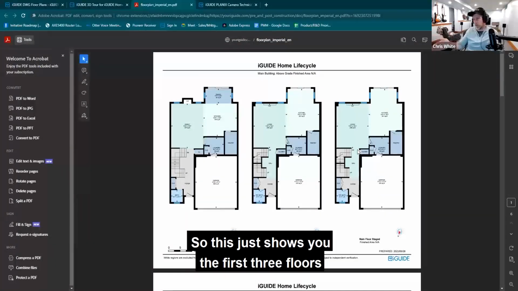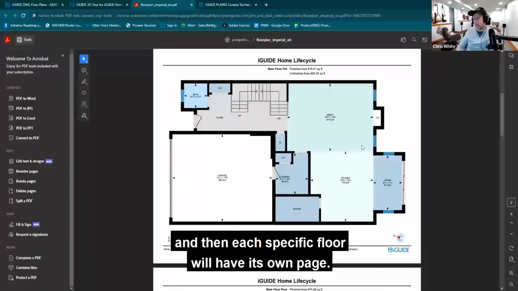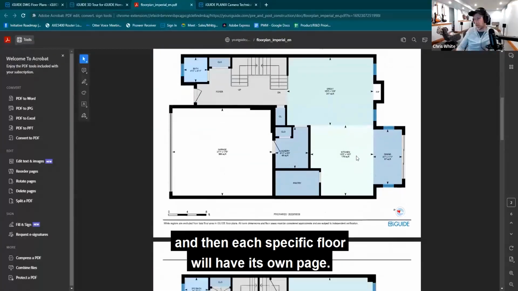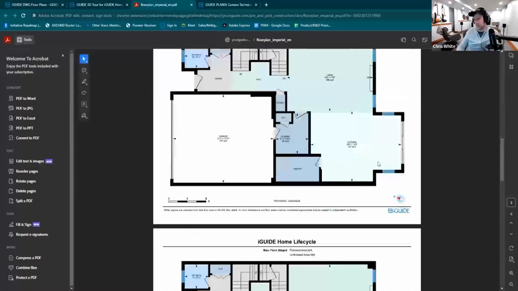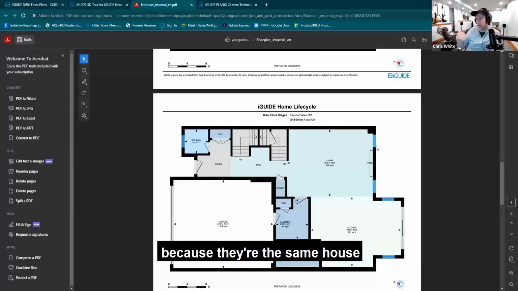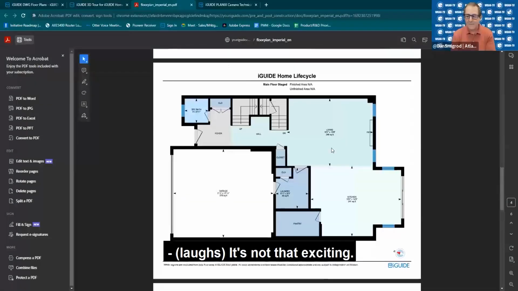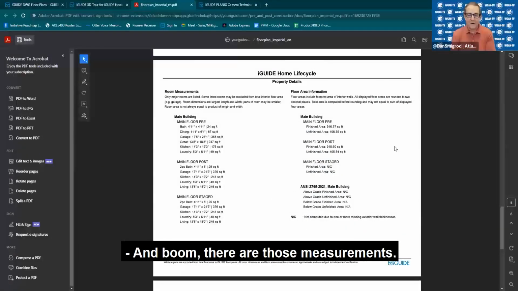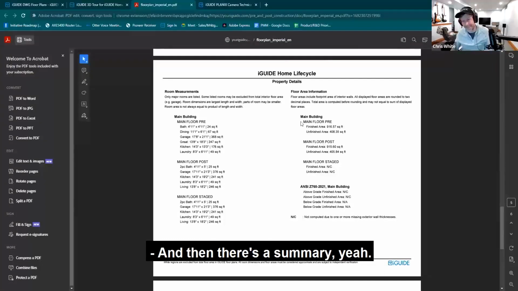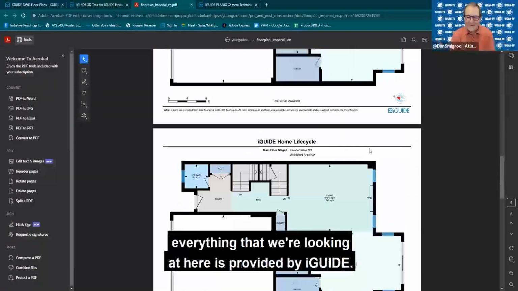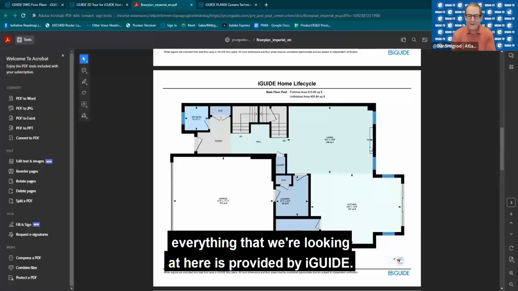This just shows you the first 3 floors, and then each specific floor will have its own page. You can see these are all very similar because they're the same house in different parts of the life cycle. So it's not that exciting. And boom, there are those measurements. And then there's a summary. Again, everything that we're looking at here is provided by iGUIDE.